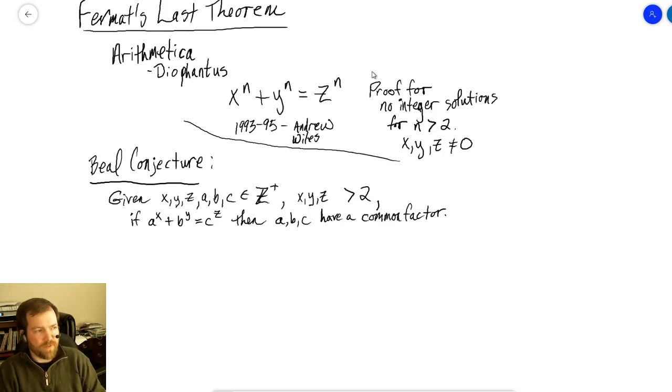He gets credit for discovering, or basically anything that's created that's similar to this is considered Diophantine. Yeah, I'm not solving it or anything.